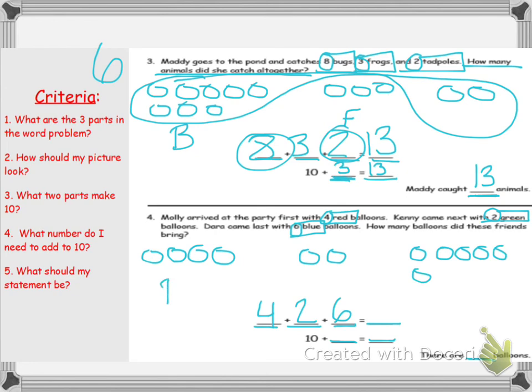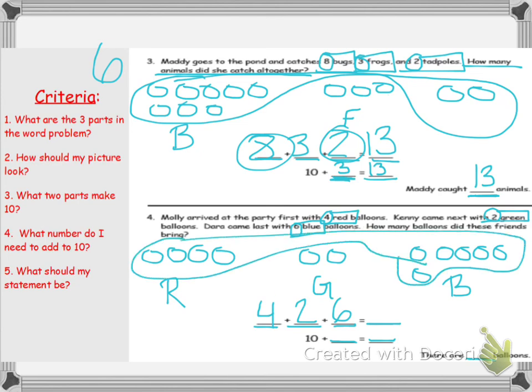You should label the 4 with the R for red, 2 with a G for green, 6 with a B for blue. What 2 parts make 10? Well, 4 and 6 make 10. So 4 and 6 make 10. What number do I need to add to 10? 2. It's the one that was left. So 10 plus 2 is 12. So that means that 4 plus 2 plus 6 equals 12. There are 12 balloons.